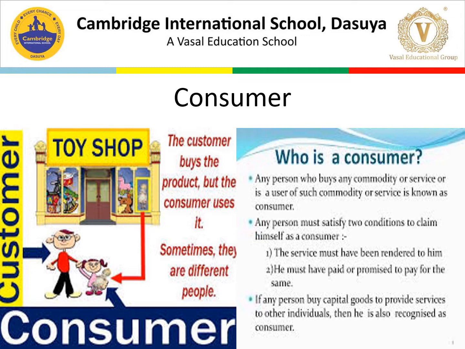Fine. So, if any person buys capital goods, means any person bought a machine, he has his own industry, so he is using that machine to provide goods or services to other people, so he is recognized as a consumer. So he is also a consumer.